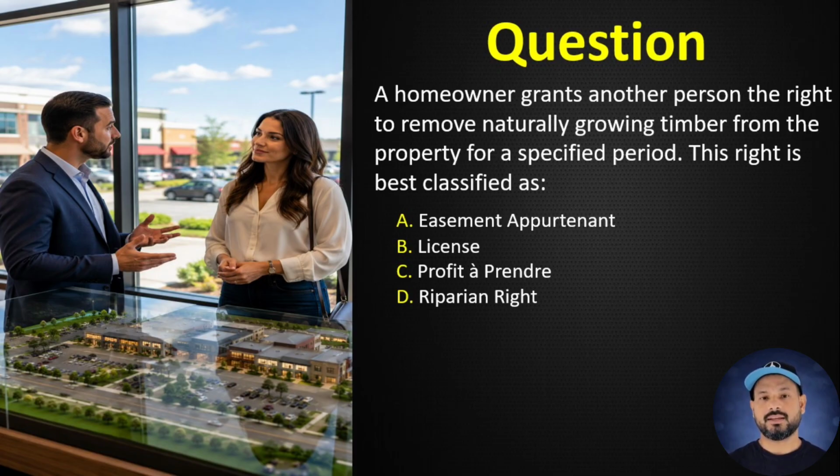Question number 20. A homeowner grants another person the right to remove naturally growing timber from the property for a specified period. This right is best classified as: A. Easement appurtenant, B. License, C. Profit à prendre, D. Reprise right. Correct answer C. Profit à prendre. A profit à prendre allows someone to enter land and remove natural resources such as timber.